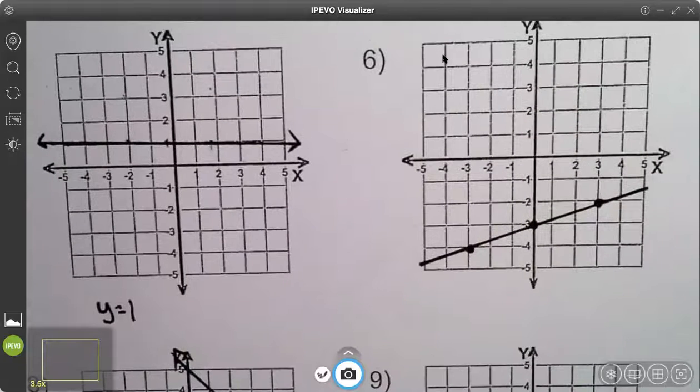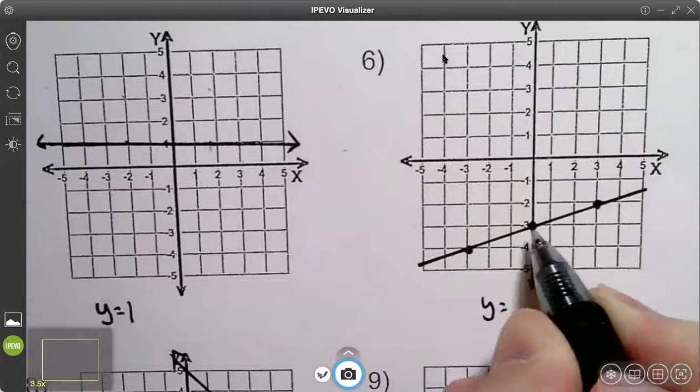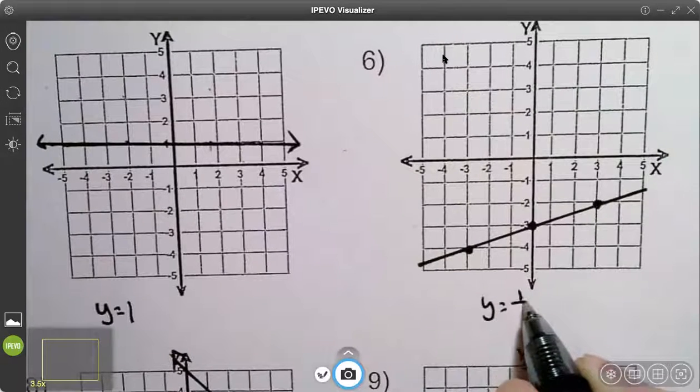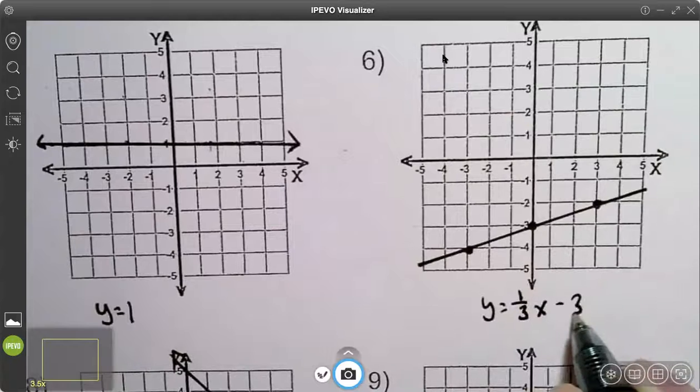Try number 6. Number 6 has a slope of rise 1, run 1, 2, 3. So 1/3, and a y-intercept of -3.